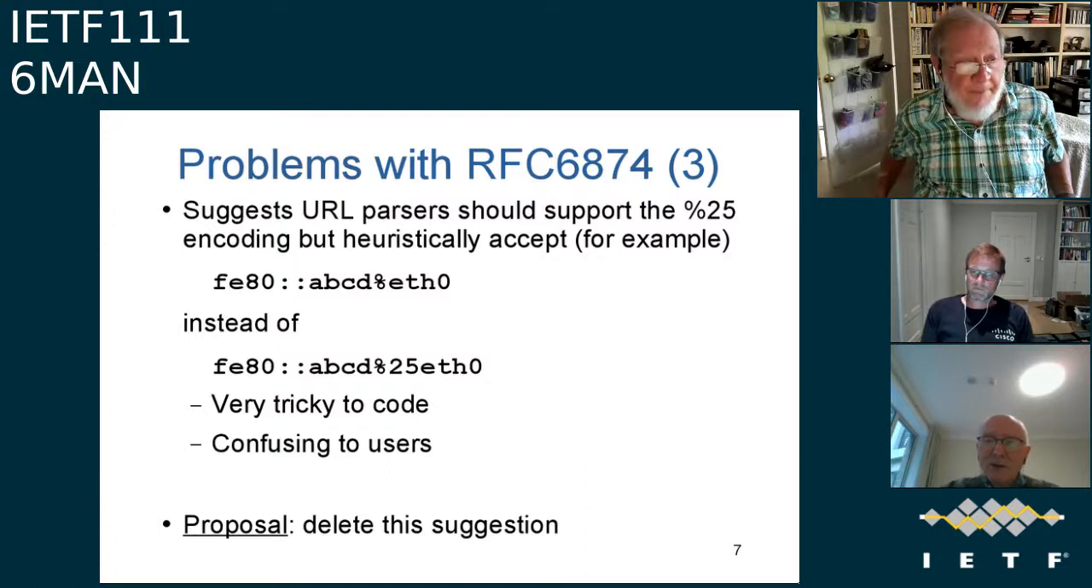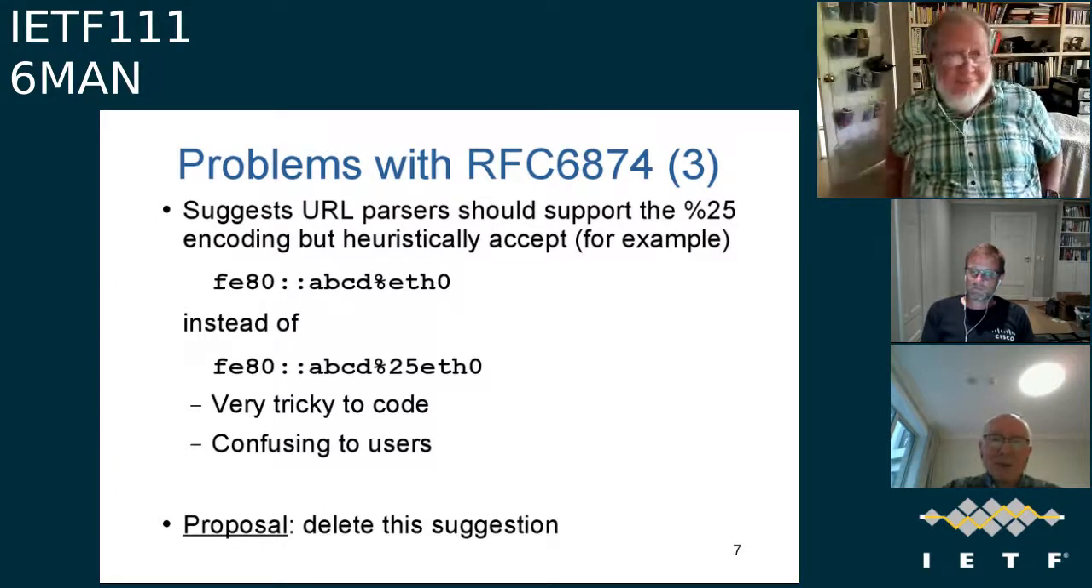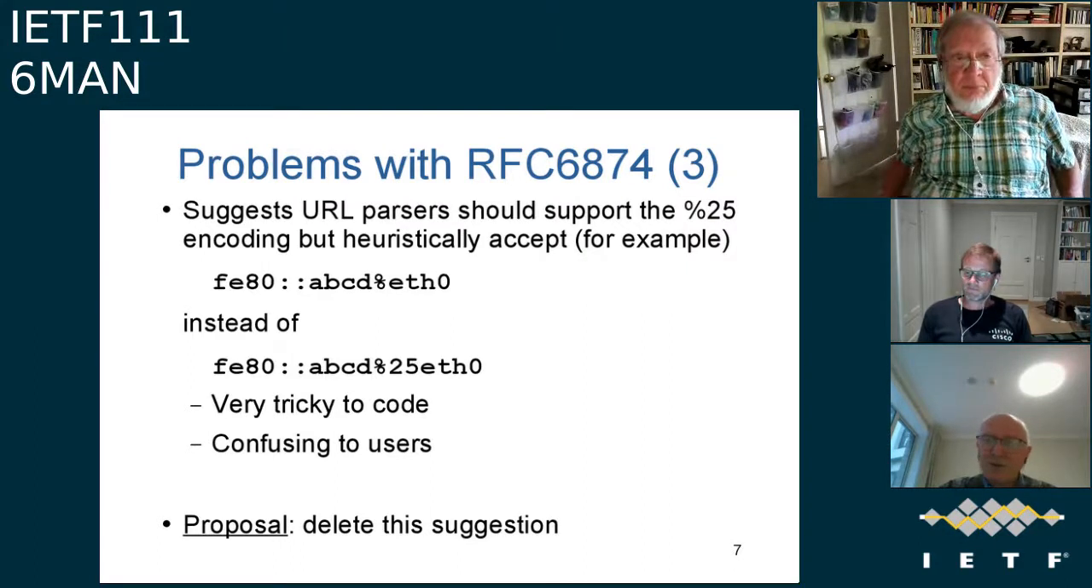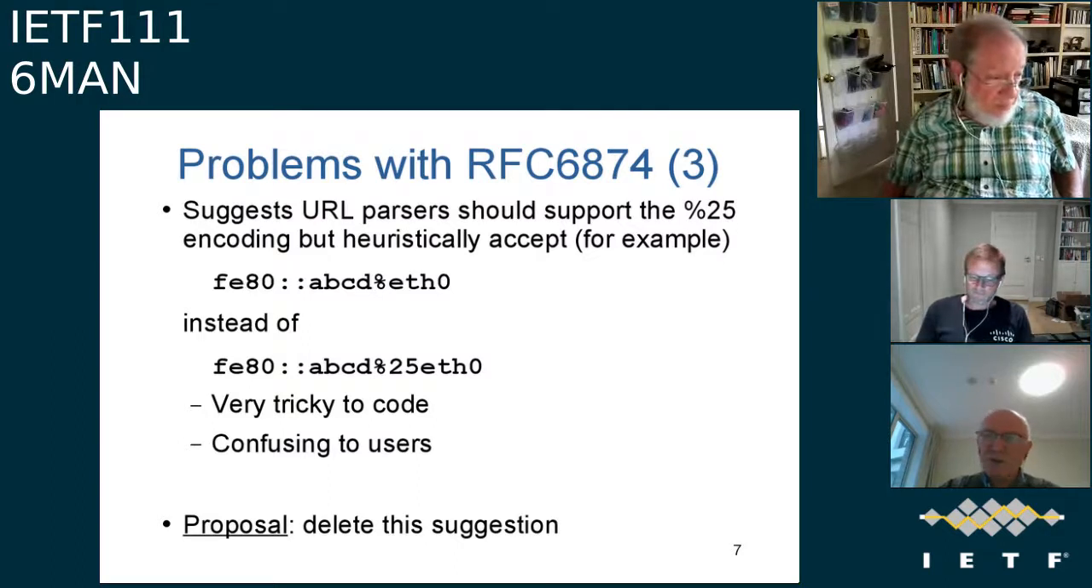The third problem is somewhat similar. We also have a rather screwy suggestion in the RFC that parsers should support the %25 encoding of the percent sign, but heuristically accept ones that don't include it. So the famous %F0 would be okay. If you happen to have an interface called, I think, %EE, that is one that wouldn't work, because %EE would decode as a URI into some other character, so you'd have to put %25EE in. The heuristic code to get that right is really not trivial. It's also very confusing to users. So the proposal in the draft is to throw away that heuristic.